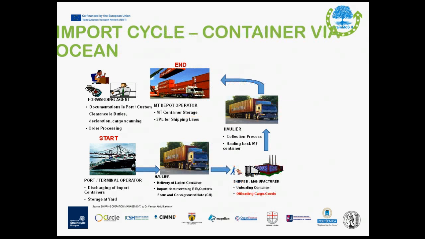The cycle is the reversed export cycle that we've seen before. Now it starts from the port terminal operator. Of course, we have the ship that discharges the containers, the imported containers, and stores them at the yard. Then the transport company delivers the laden container. Import documents are prepared like customs declarations, entry declarations, and scanning, consignment notes. It goes to the user, to the customer, which unloads the cargo from the container.